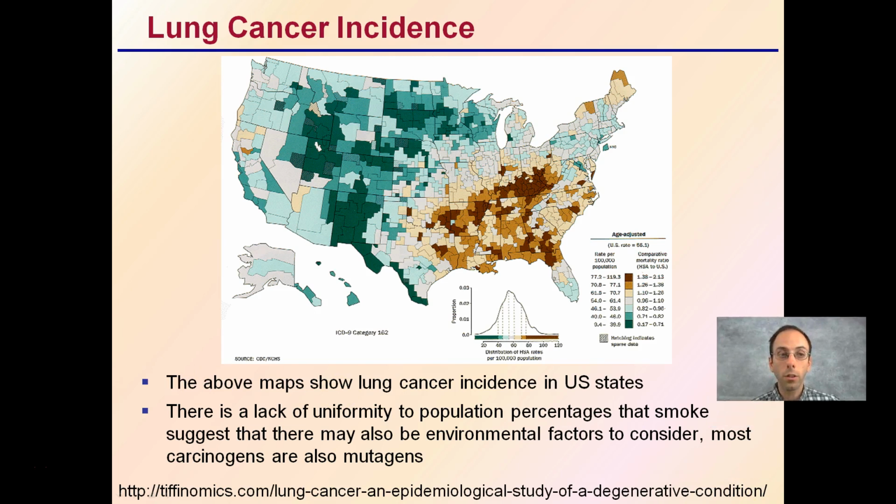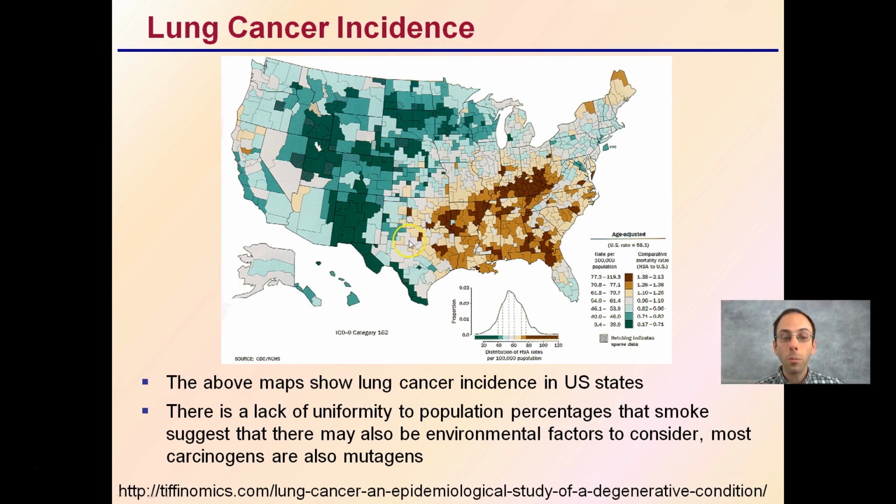Lastly, looking across the country at lung cancer incidence, the above map shows lung cancer incidence in the United States. You can see the region here in the South tends to have a little bit higher incidence of lung cancer. There's a lack of uniformity in the population percentages that smoke, and this suggests there may be other environmental factors to consider. Most carcinogens are also mutagens. So while smoking can increase your lung cancer chance, there's not necessarily a direct correlation. There are some other factors also playing into that.